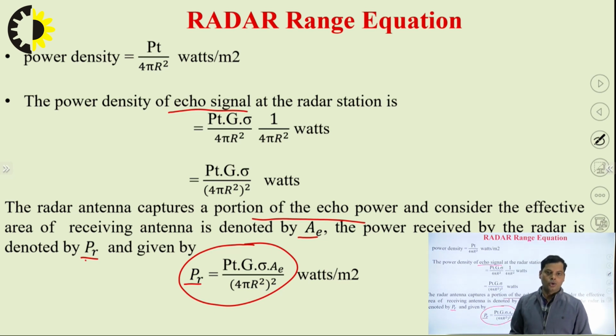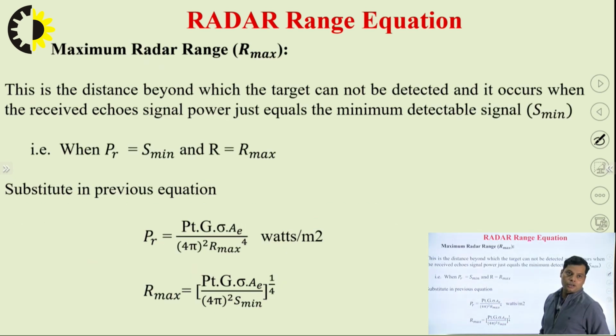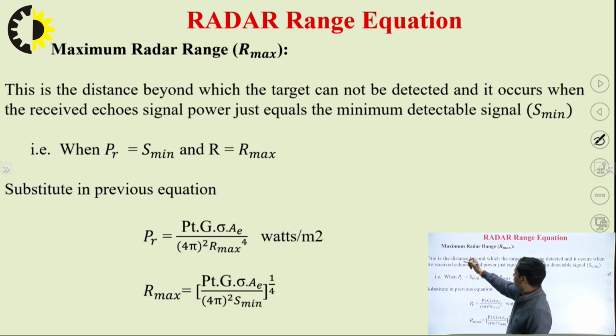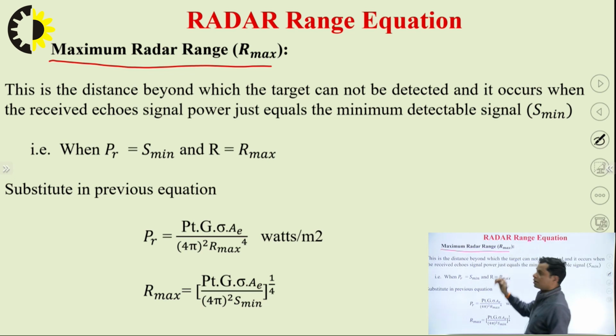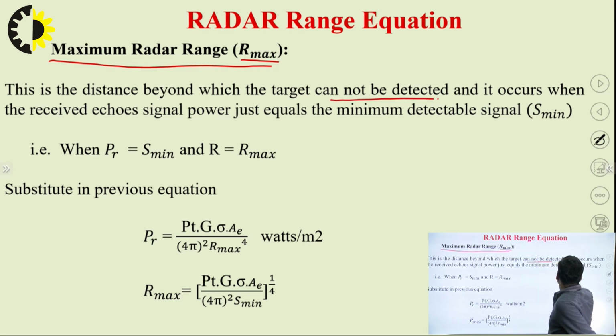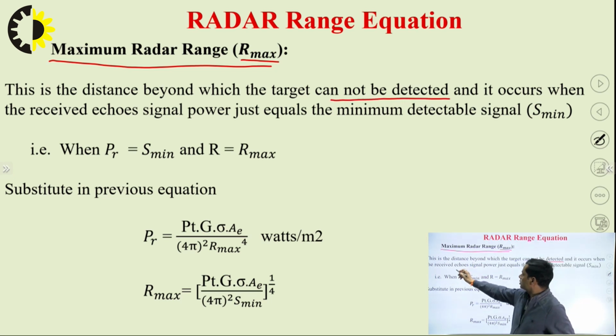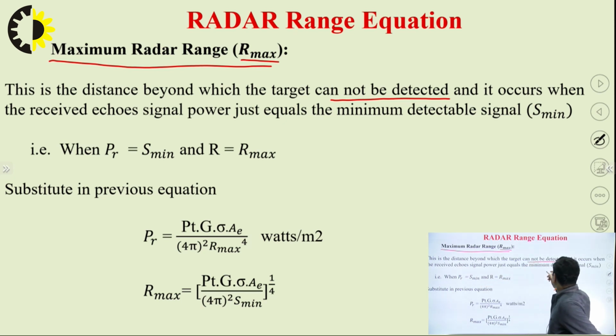So from that point of view, another important parameter we are considering is the maximum radar range. It means the maximum distance at which the receiver station will detect the target, denoted by the parameter R max. It is simply defined as the distance beyond which the target cannot be detected, and it occurs when the received echo signal power just equals the minimum detectable signal.